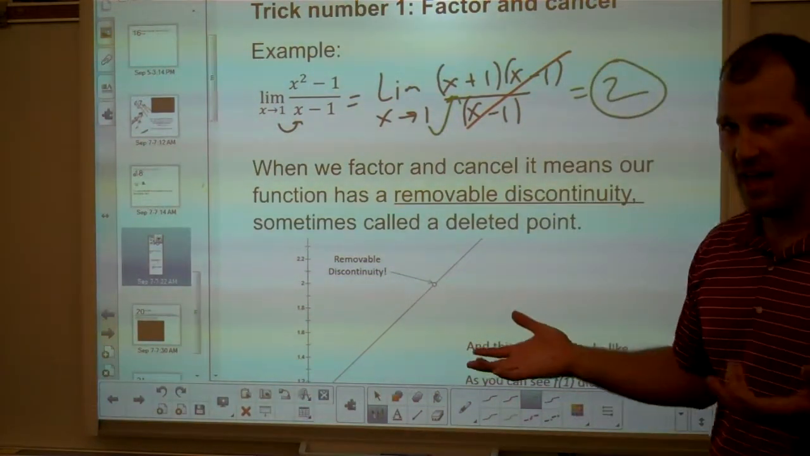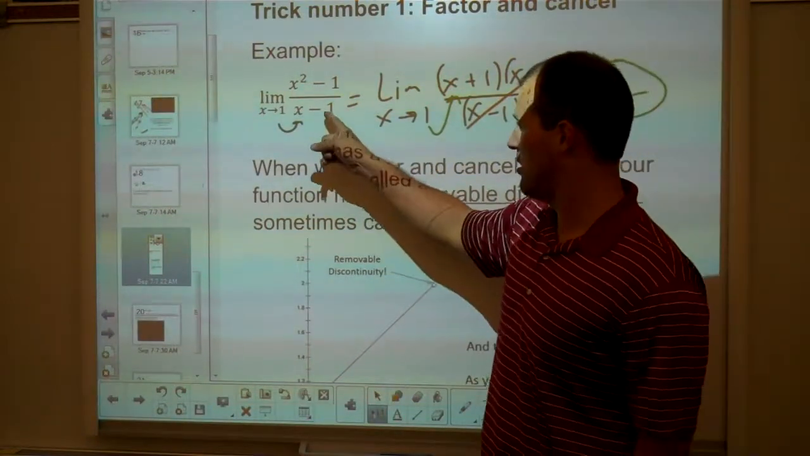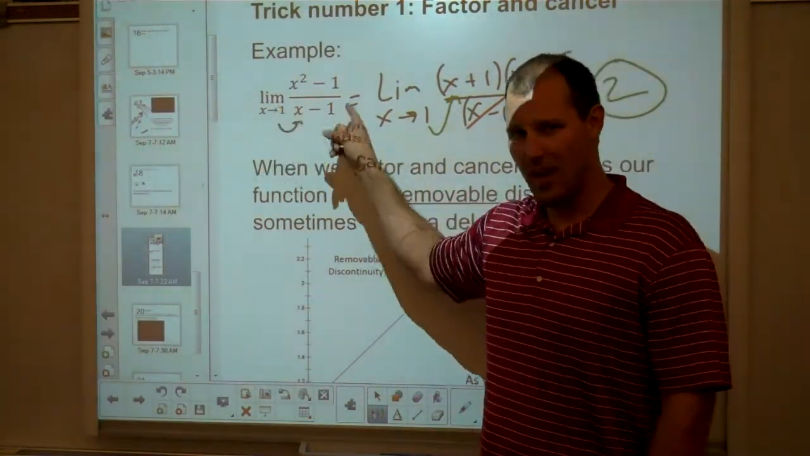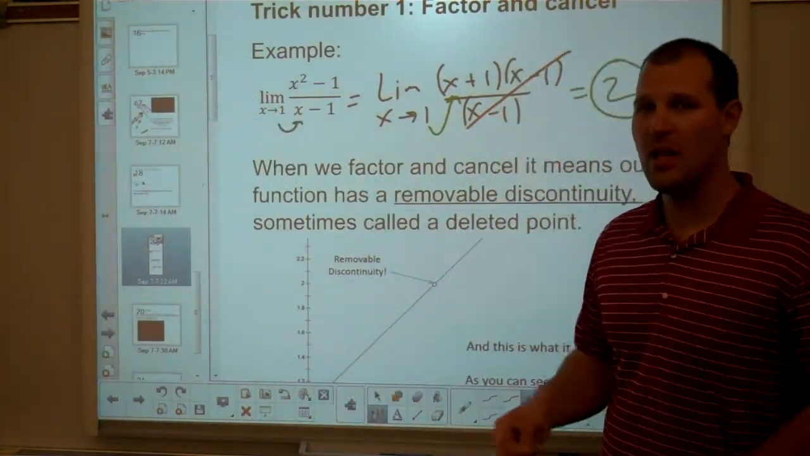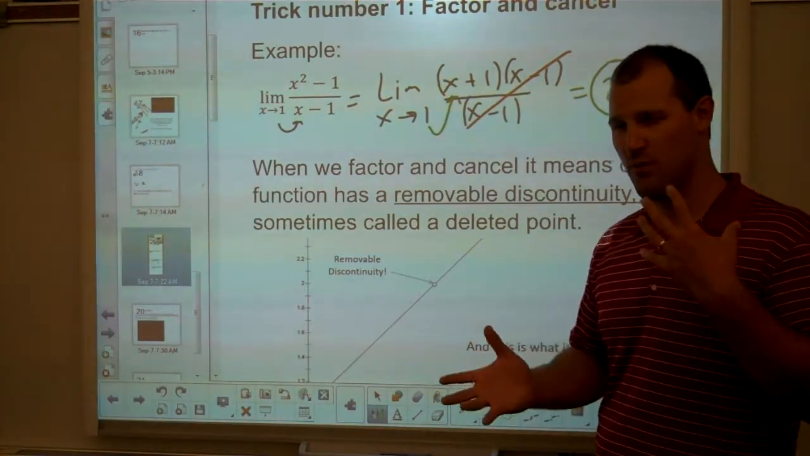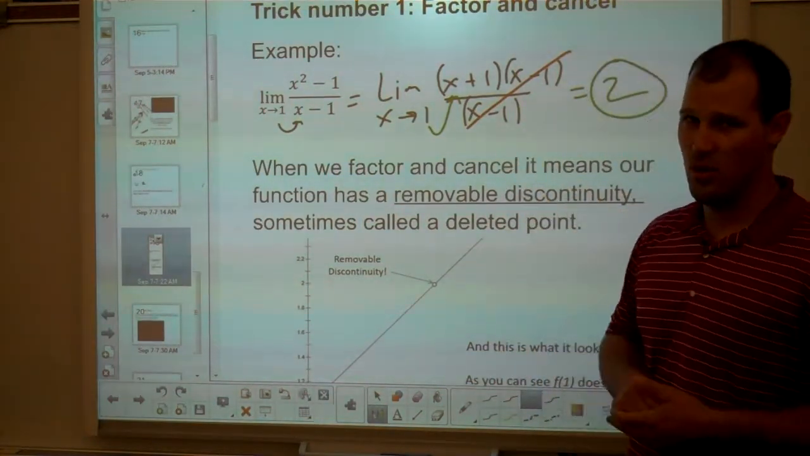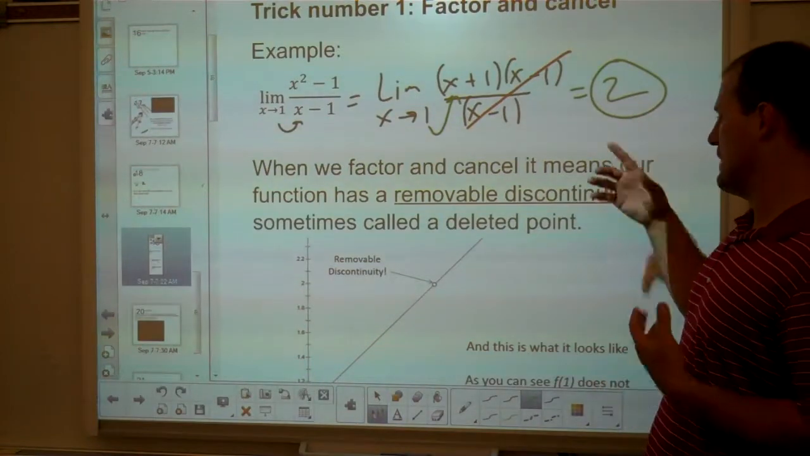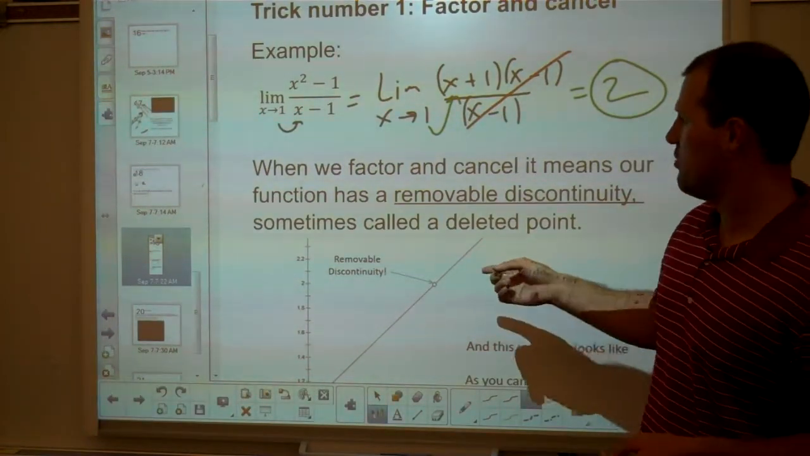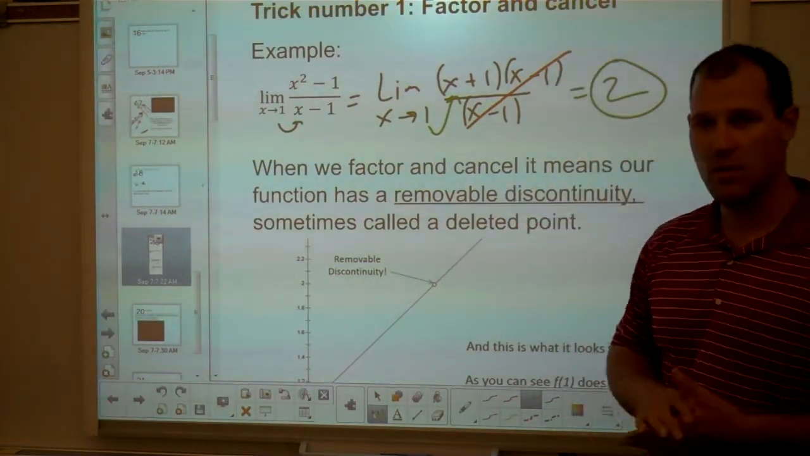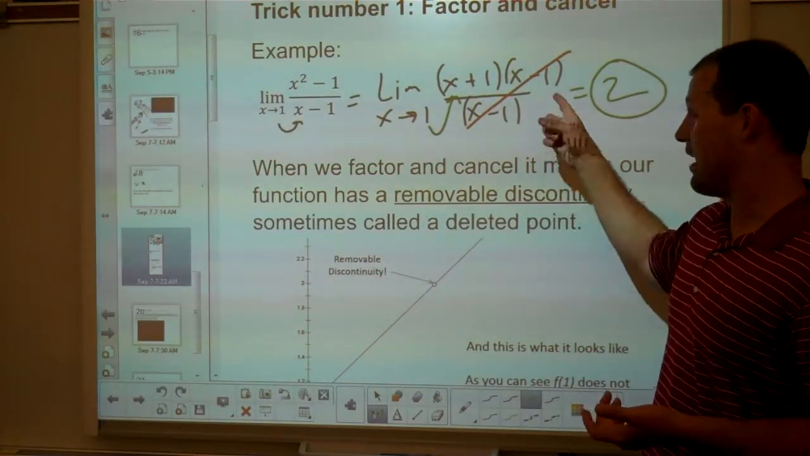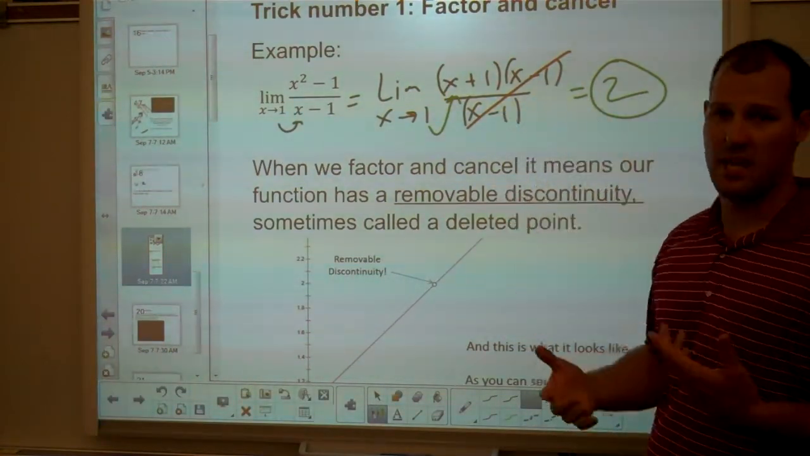Okay, so what the heck just happened? We took a function that did not have 1 in its domain, and by a simple little algebra trick, we sort of, what looks like, put 1 in the domain. How can you change the domain? Well, you can't. What we're doing is a little trick. This is called a removable discontinuity, and we've actually removed part of our equation by canceling it out.